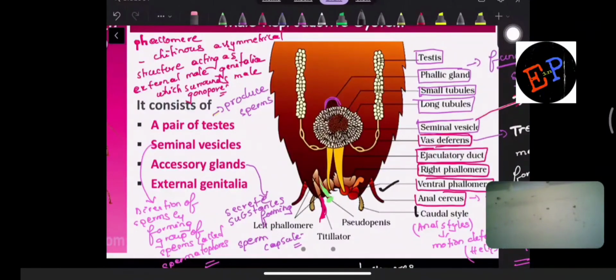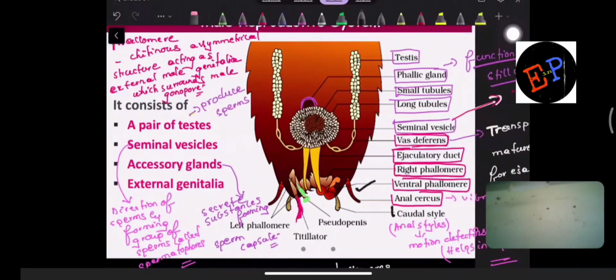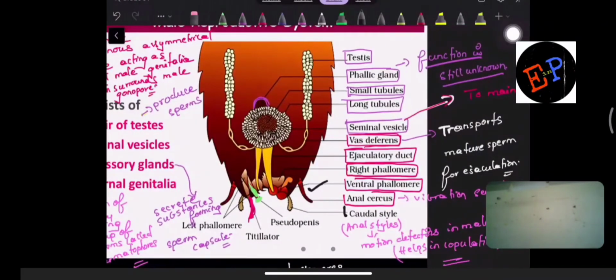Do you understand? So all these parts you need not remember out of NCERT, just for your understanding I am saying. Clear? So see here, motion detectors. What is this anal style called as? They are motion detectors which help in copulation. That is the function of this caudal style.